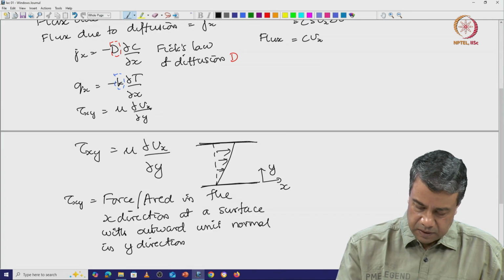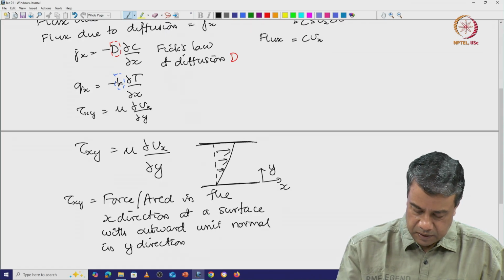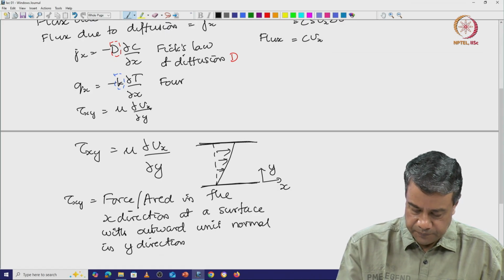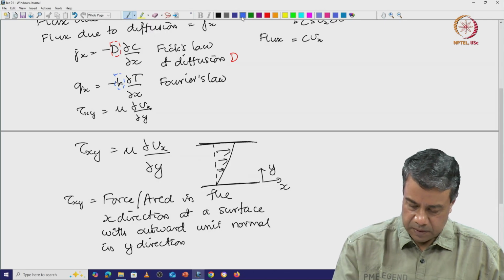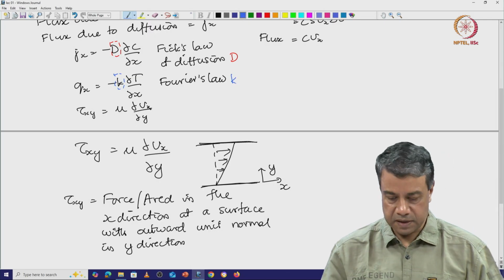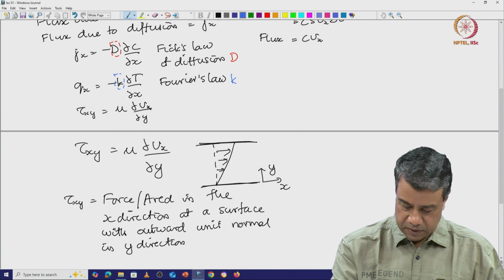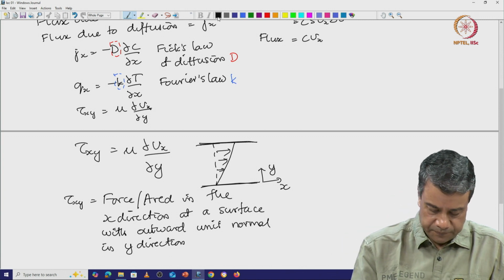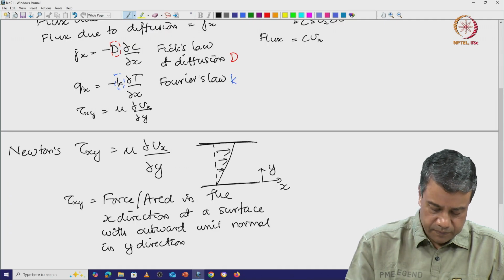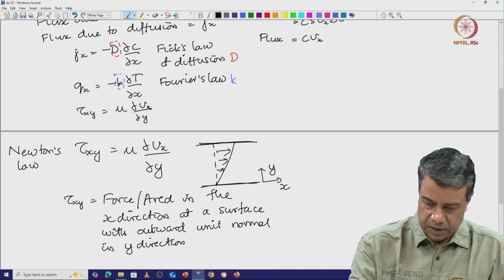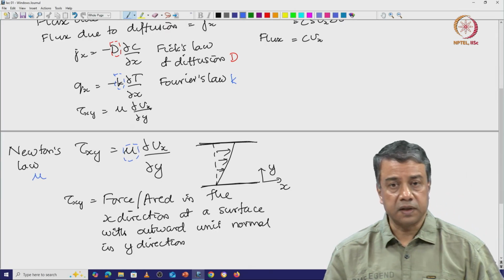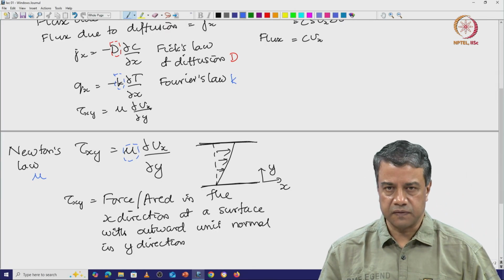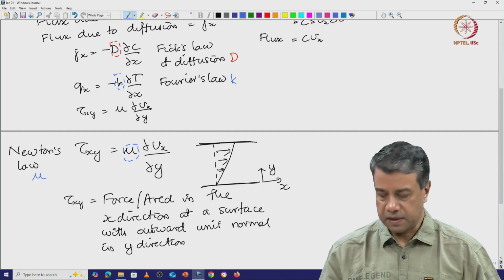So that is a constitutive relation. This is called Fick's law, this one is called Fourier's law, and the thermal conductivity in this case is k, and this is called Newton's law. And the viscosity coefficient is mu. Note that Newton's law alone has a positive sign. I will come back and explain why that is so.